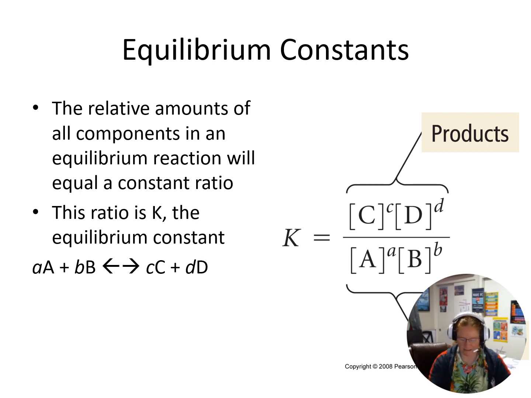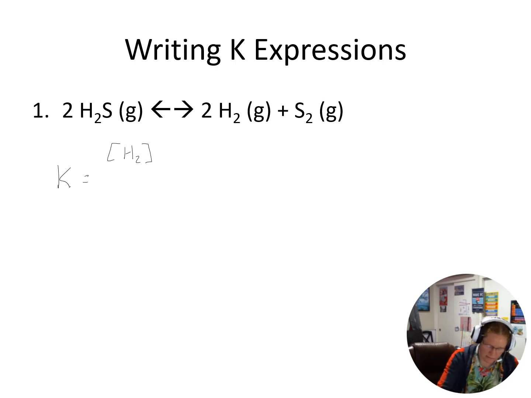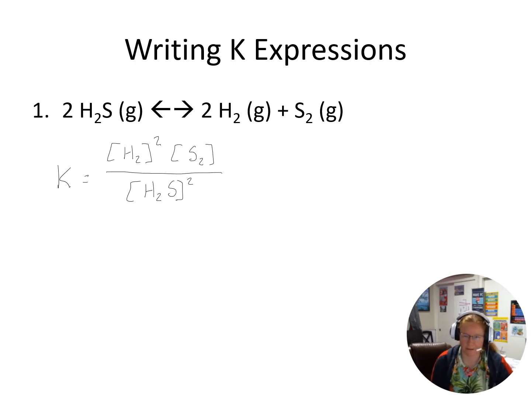All right, so let's practice writing some of these. Okay, so here's one right here. K is going to be equal to the products over the reactants. So I've got some hydrogen gas. Now I have a 2 as the coefficient in front of the hydrogen, so this is going to be raised to the power of 2. There's no coefficient on that sulfur there, so it just looks like that. And then I've got some hydrogen sulfide gas there. I have 2 of them, so we get raised to the power of 2.